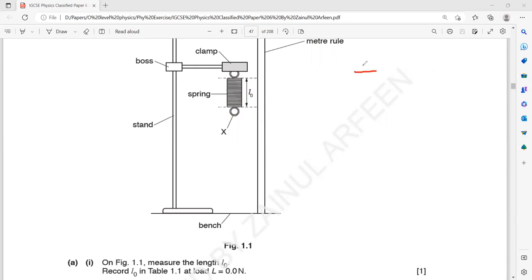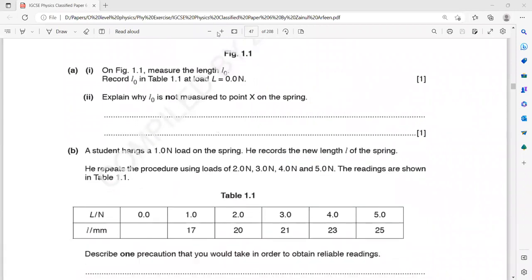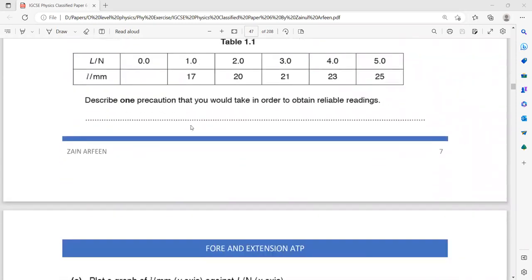Only thing what happened when we add a load here. For example, if we were having a spring and we add a load to a spring, so this part will remain the same size when the load is added. Only the length of the coil will change. So the reason why we did not measure the value of X is because X does not deform or change its length. So the value of X does not change even if we add any load. Then we have different loads, 1, 2, 3, and we have the extension.